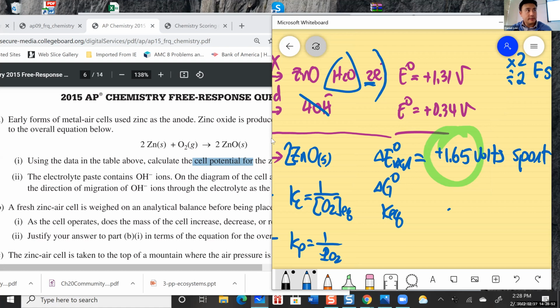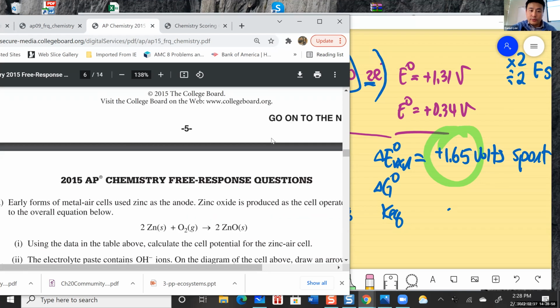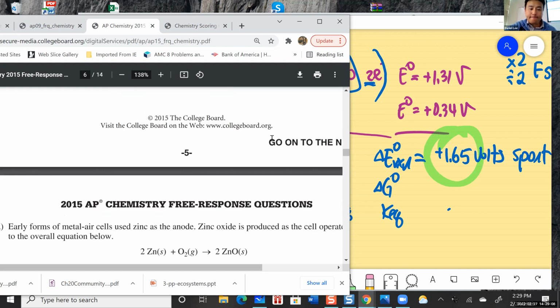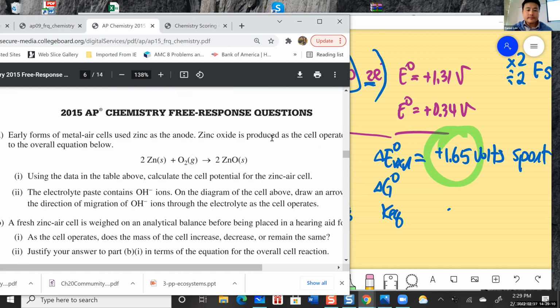Okay, so this is the answer right here. 1.65 is the answer. If we didn't do this, all we have to do is go back to the diagram and we just flip the one that is zinc. Flip the zinc, keep the oxygen as is. Add them, 1.65. That will be the answer, right?